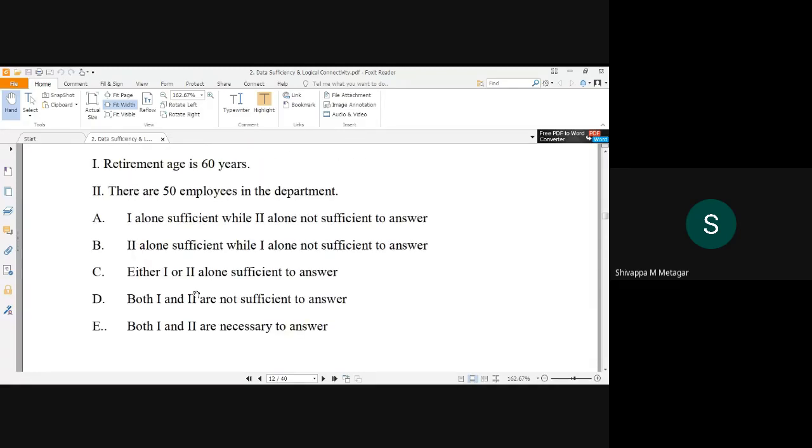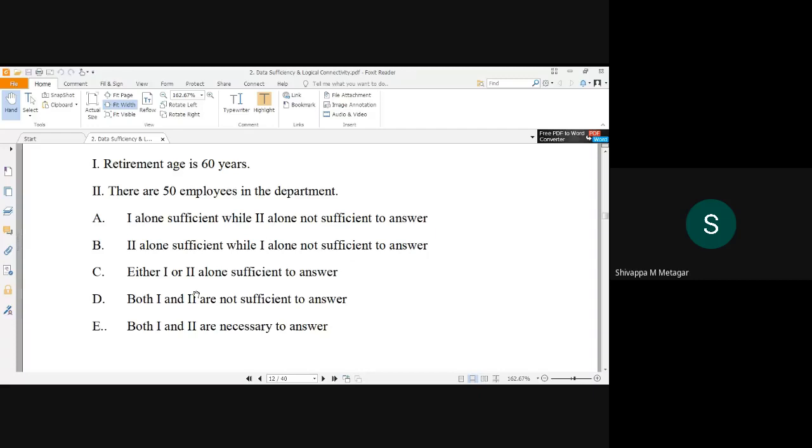Here they have given a total of 5 options. What is your right answer? 1 alone is sufficient while 2 is not sufficient. 2 alone is sufficient while 1 alone is not sufficient. Either 1 or 2 alone is sufficient to answer. Both 1 and 2 are not sufficient to answer. And both 1 and 2 are necessary to answer.